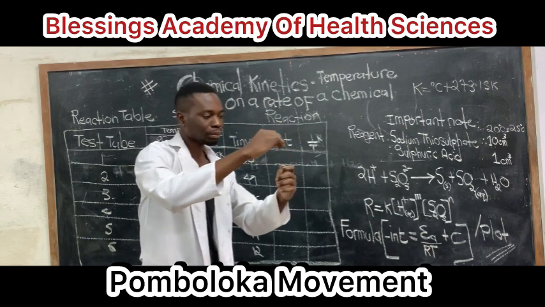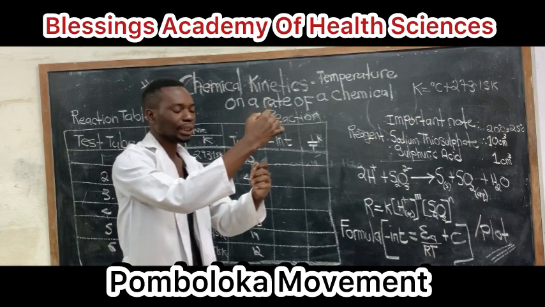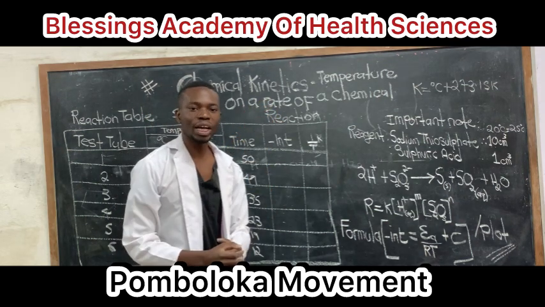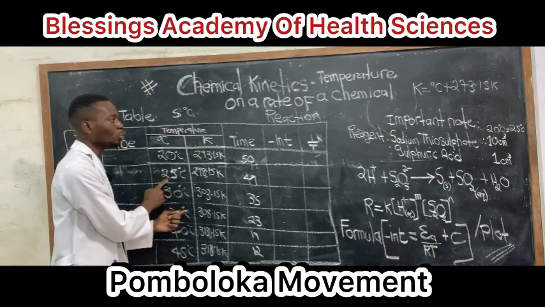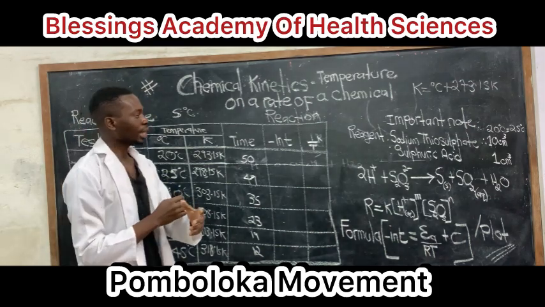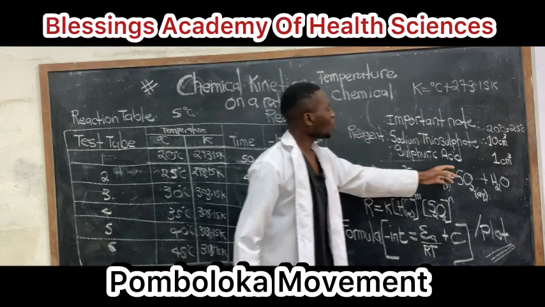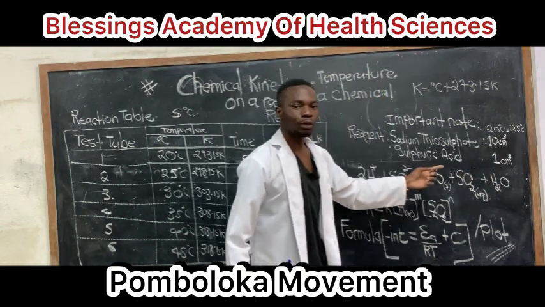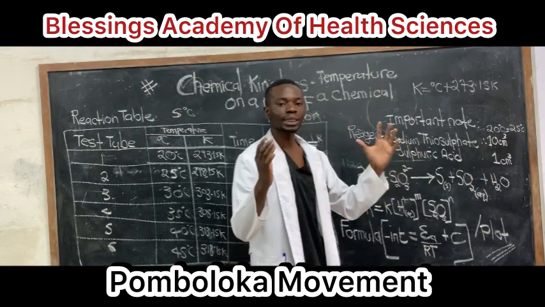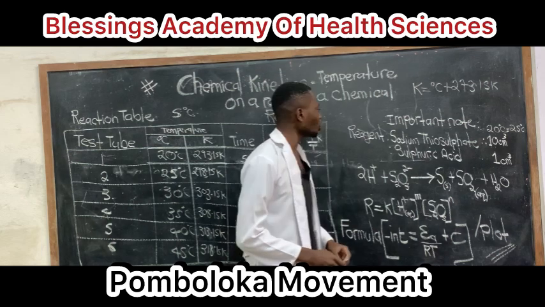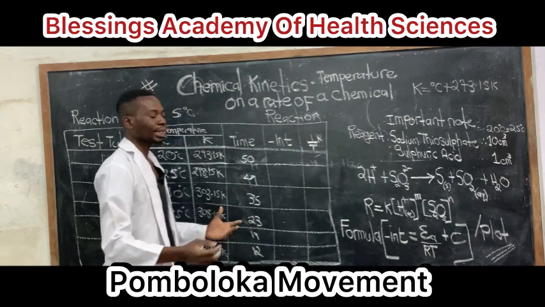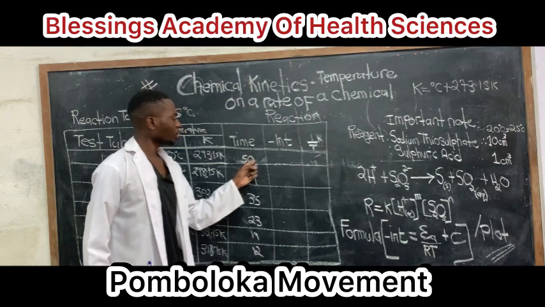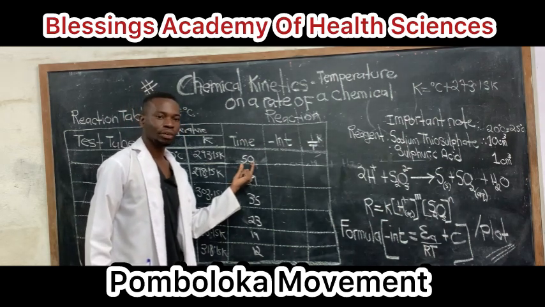When I do that, I'll start taking note of the temperature changes. If I go up to 25 degrees Celsius, which is right here, I'll stop. Then I'll go and collect the 1 cubic centimeter of the sulfuric acid, mix them all together, and also take note of the reaction time. Initially, the reaction time for the first experiment that we did was 50 seconds.